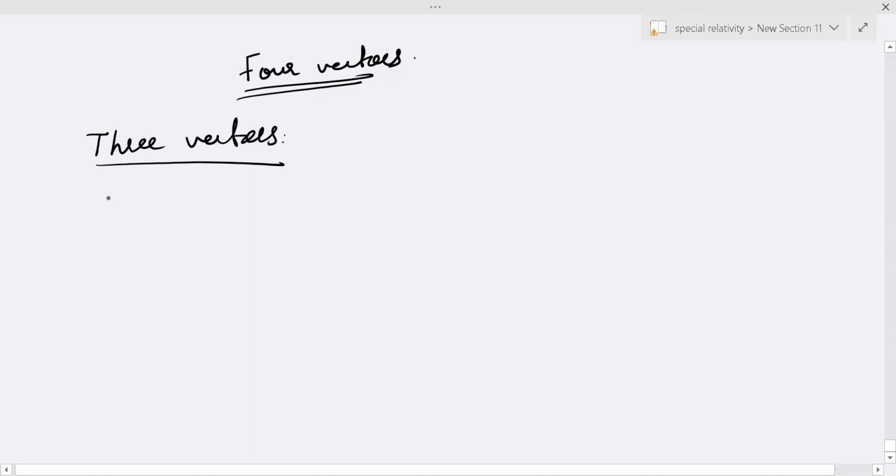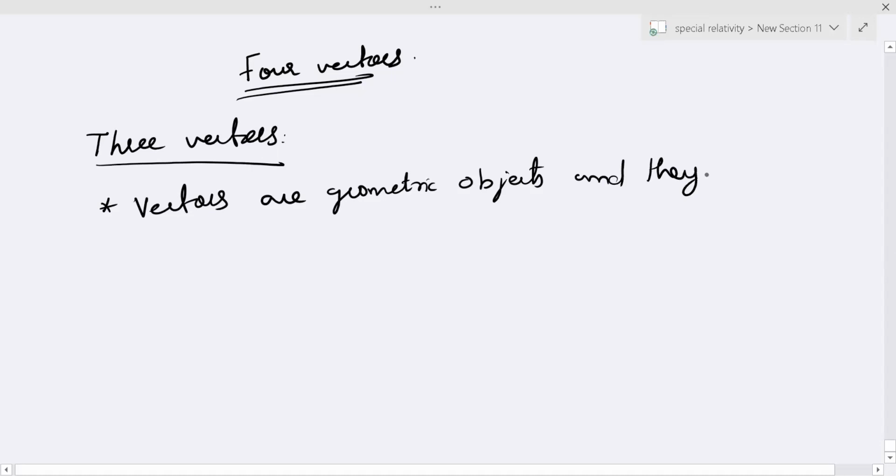So the first thing you have to understand, and then later forget, is the idea that vectors are actually invariant. Vectors are geometric objects and they are invariant. You have to understand this. These are geometric objects. They have a definite geometric meaning. They are invariant under coordinate transforms. So now I'm talking about the usual vectors that we have discussed.